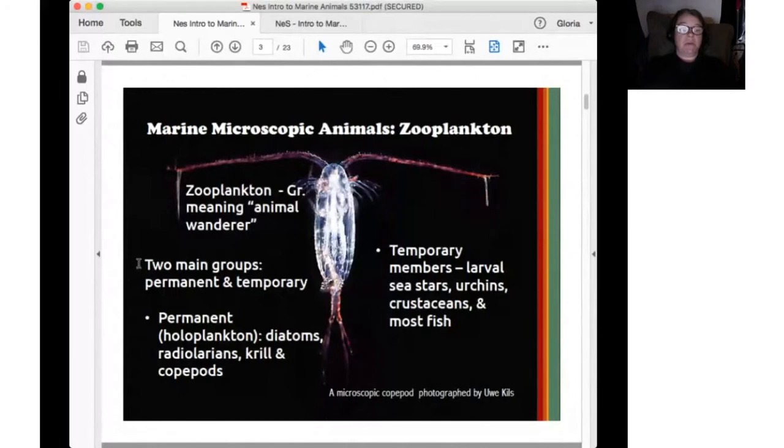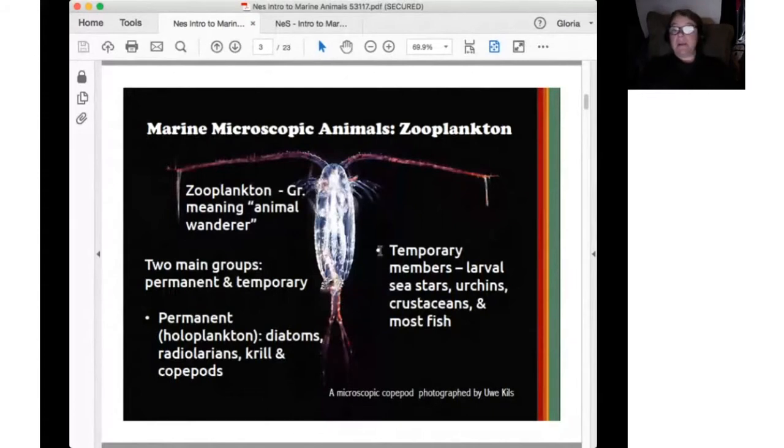So the two main groups of zooplankton are permanent and temporary. Now, the permanent animals, or the holoplankton, include diatoms, radiolarians, krill, and copepods. Some of you may have never heard of some of these words. So diatoms are just little tiny glass-like plants, algae. Glassy algae is a good way. We'll talk about radiolarians in a minute. Krill are what a lot of whales live off of. They look like tiny shrimp. And copepods, here's what a copepod looks like on this slide.